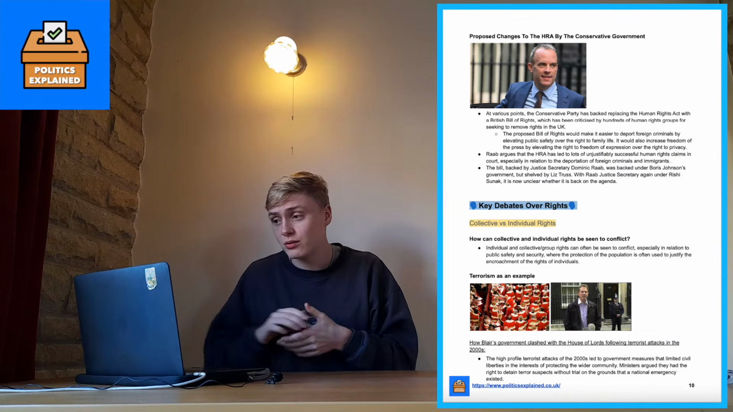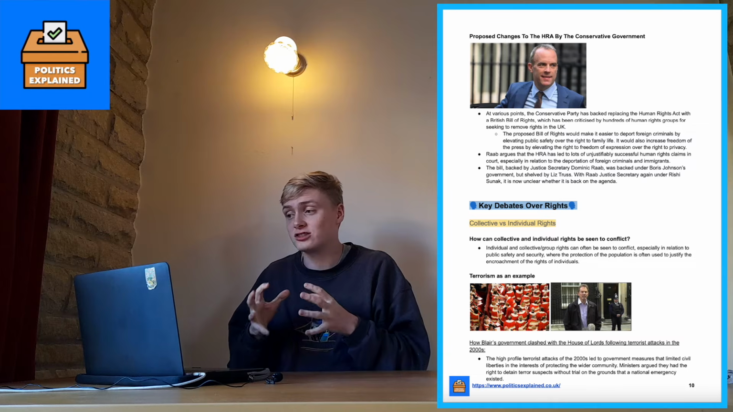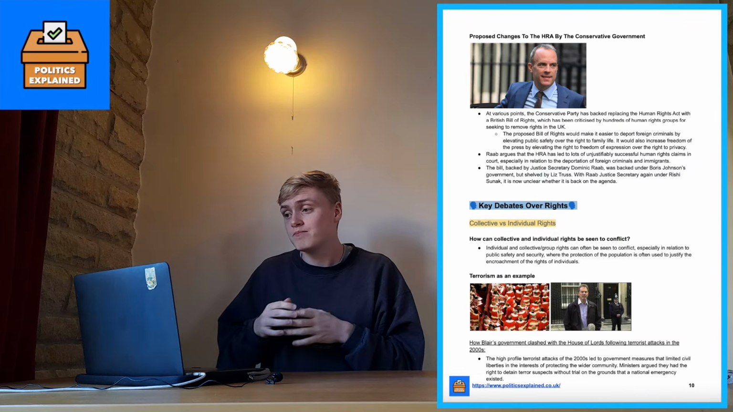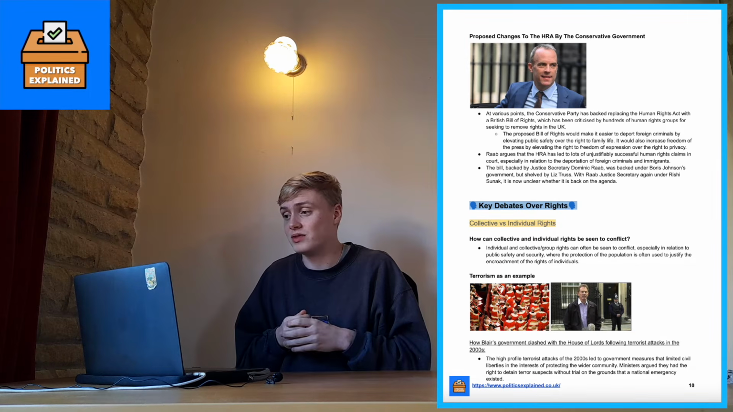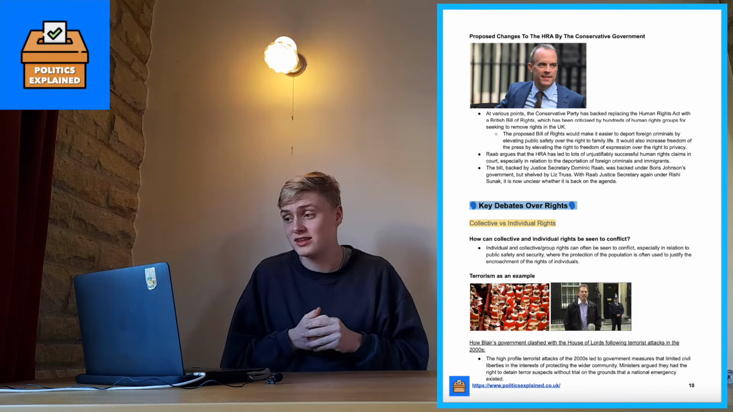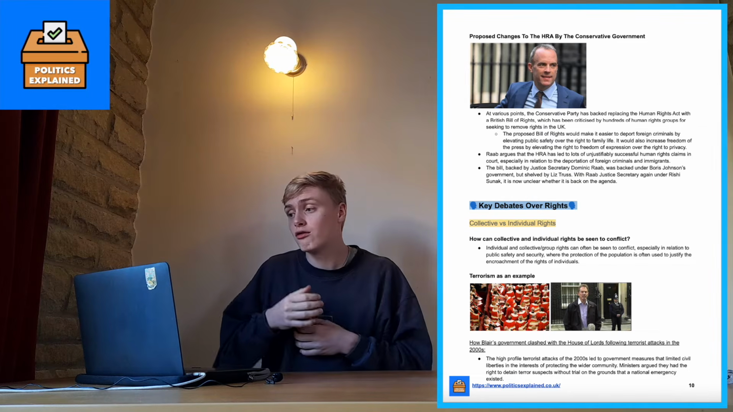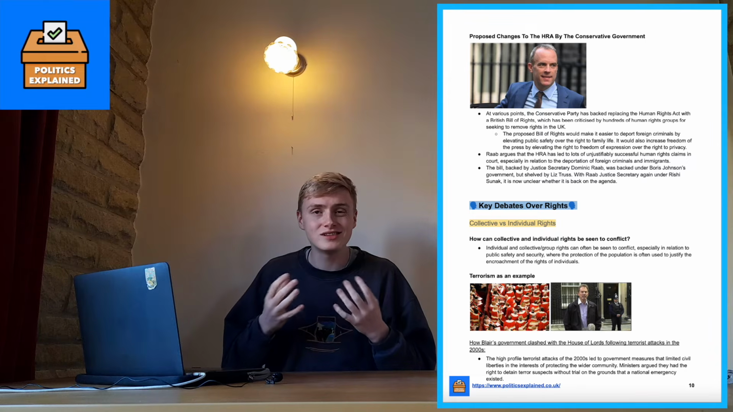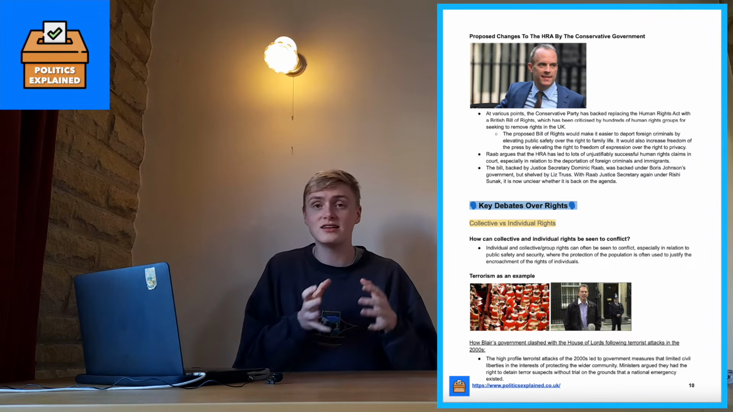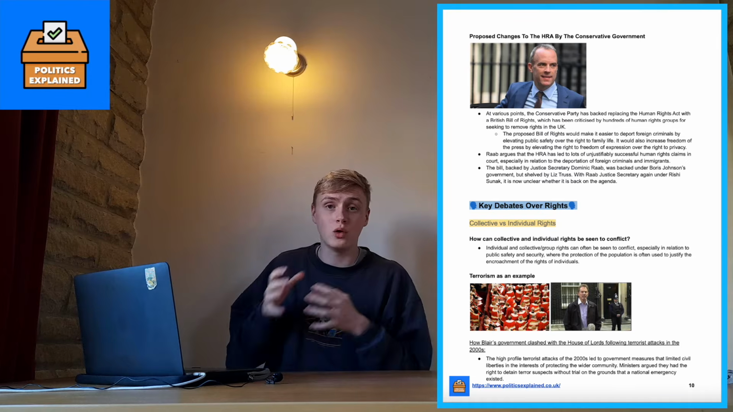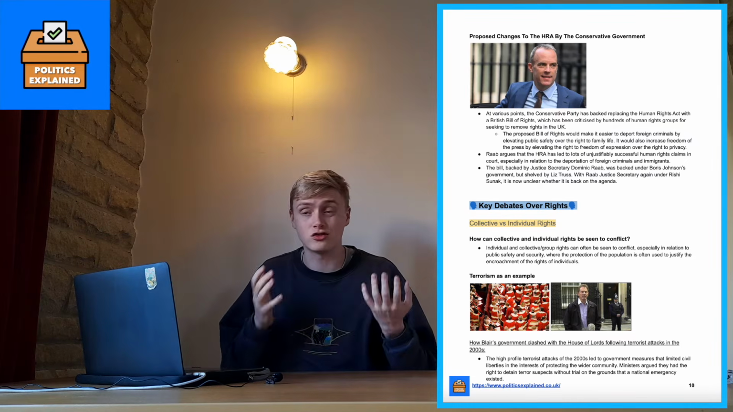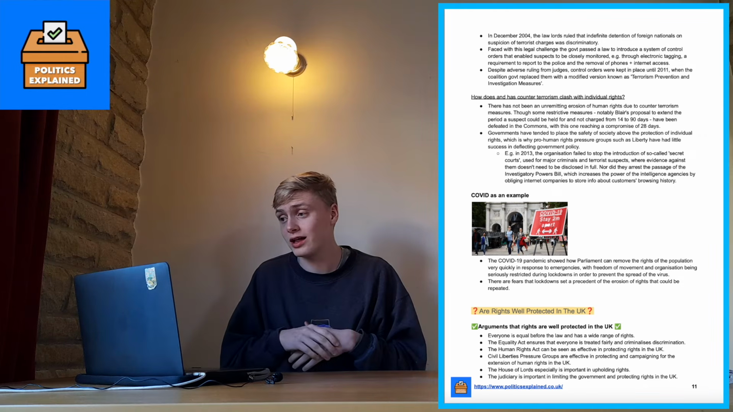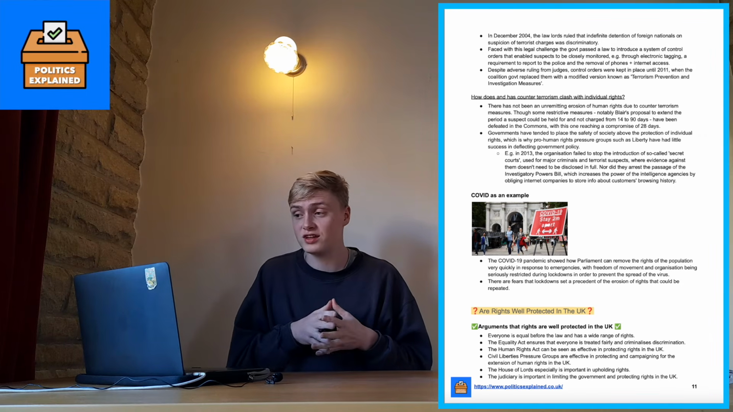So in terms of terrorism, Blair's government clashed a lot with the House of Lords following terrorist attacks in the early 2000s. These terrorist attacks led to government measures that limited civil liberties in the interest of protecting the wider community. For example, that was the attempt at detaining suspects of terrorism for longer without being charged, as well as control orders. Ministers argued they had the right to detain terror suspects without trial on the grounds that a national emergency existed.